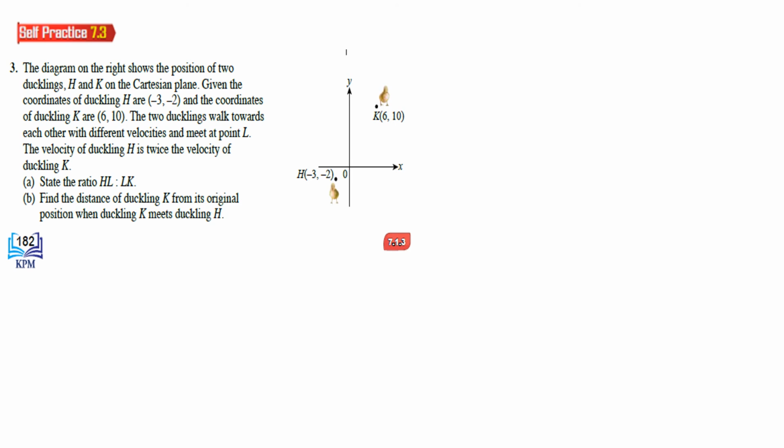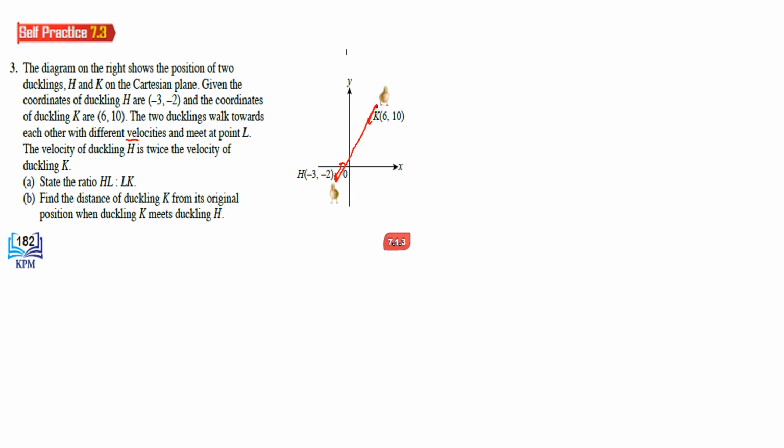This is given in the question, and the two ducklings walk towards each other with different velocities and meet at point L. So it means that this K is moving downwards here, and this one is moving towards this direction. One is this way and one is that way. So if we join the points, we'll get a straight line. So L will be on the straight line of HK.